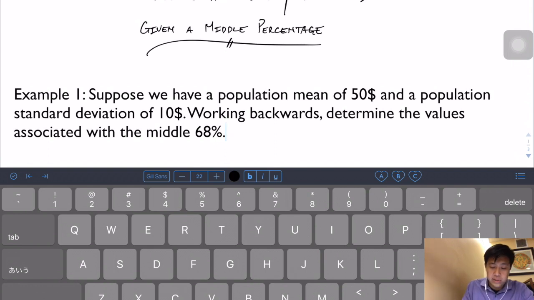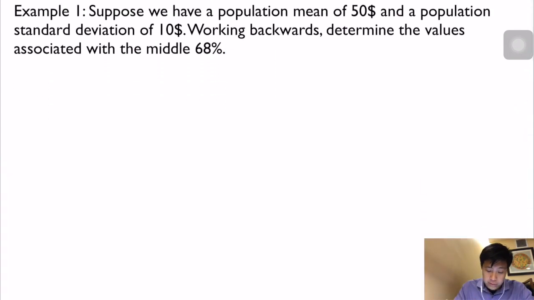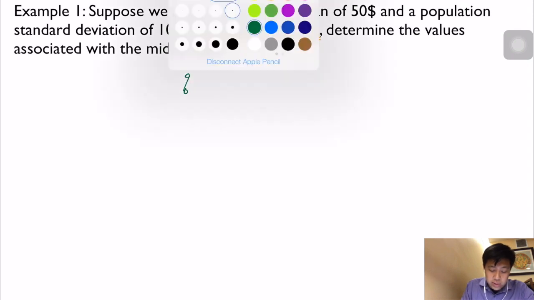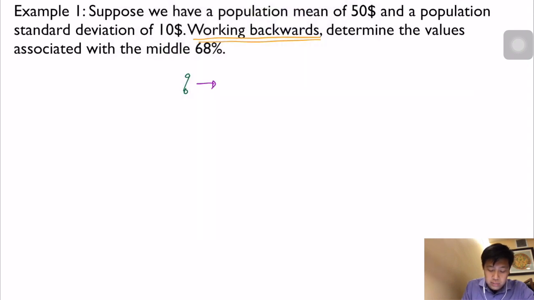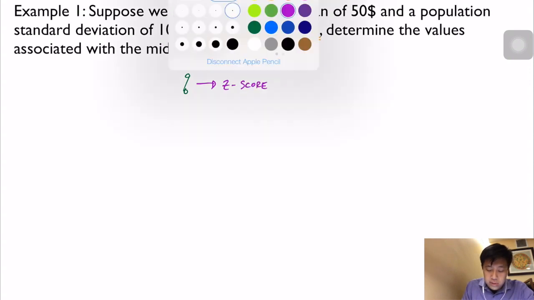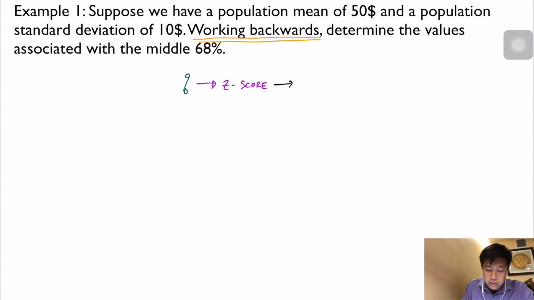So breaking this problem down, you'll find that the biggest hint here is this working backwards. Then you already know what I've come to describe as a visual cue of the following: percentage, that goes to some associated Z-score, that then goes to some associated X value, as I've called it.